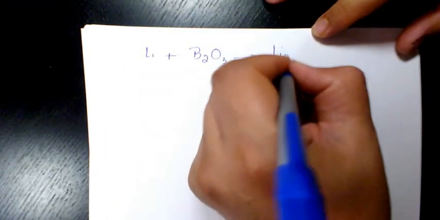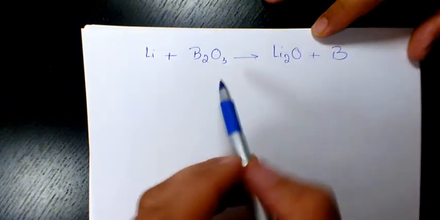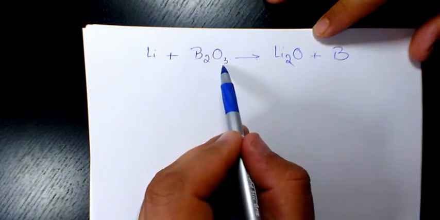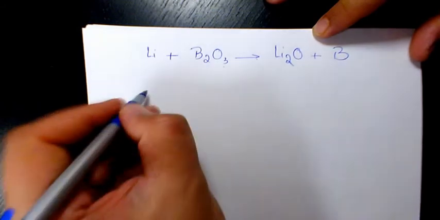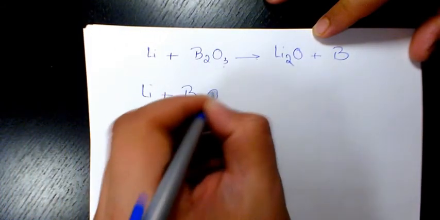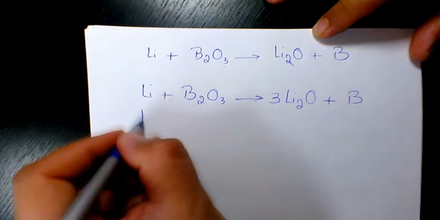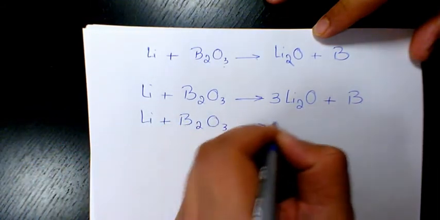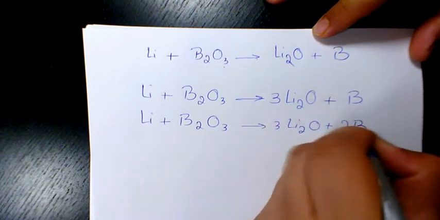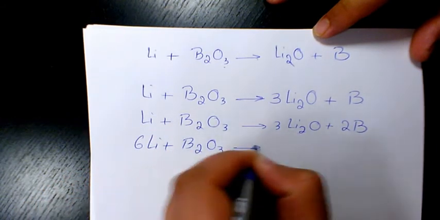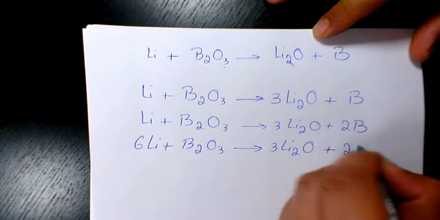Next one is Li plus B2O3. It's going to give us Li2O plus B. So we have 3 oxygen in this side. So we need to have 3 oxygen in this side as well. So Li plus B2O3 is going to give us 3 Li2O plus B. B, we have 2 in here. We must have 2 in there too. Li, we have 3 times 2, 6. So 6 Li plus B2O3 gives us 3 Li2O plus 2B.